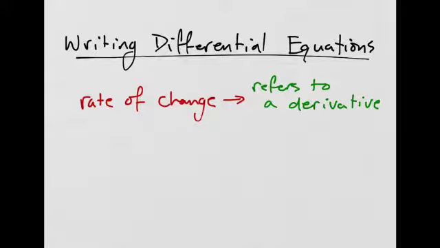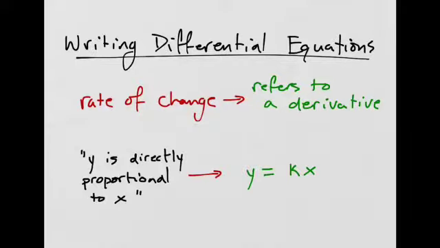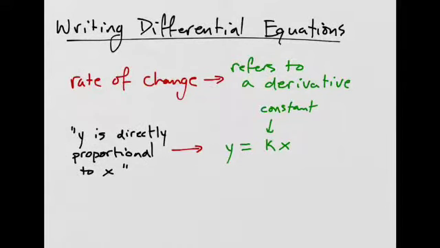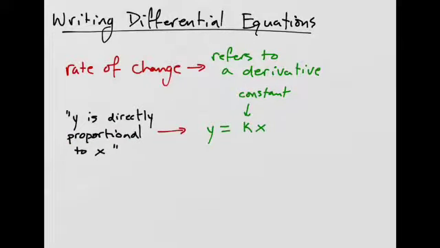Also, suppose y is directly proportional to x. That just means you have some constant times x, and that's what y is equal to. So if it's said that y is directly proportional to x, or simply y is proportional to x, then what is meant is that you have y equals some constant times x.